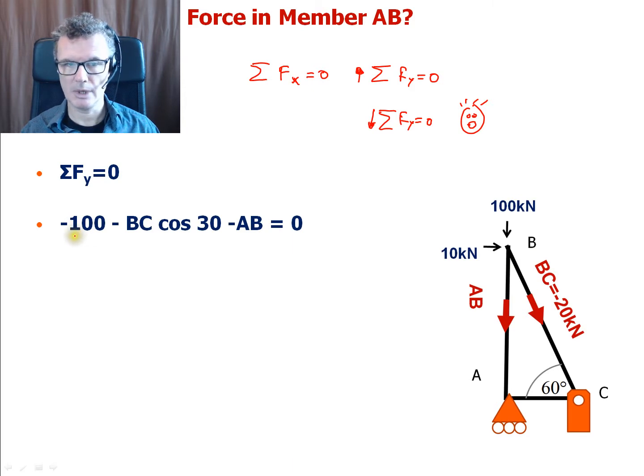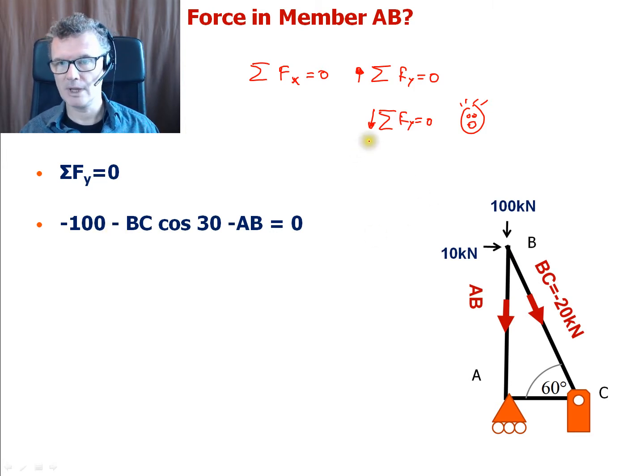So I've got 100 pointing downwards, minus 100. BC, what do I need to make it resolve to point downwards? Well, BC points upwards. So I would have to make it resolve this way to point downwards, and then I'd flip the sign to get a minus BC. So it gets a bit confusing.